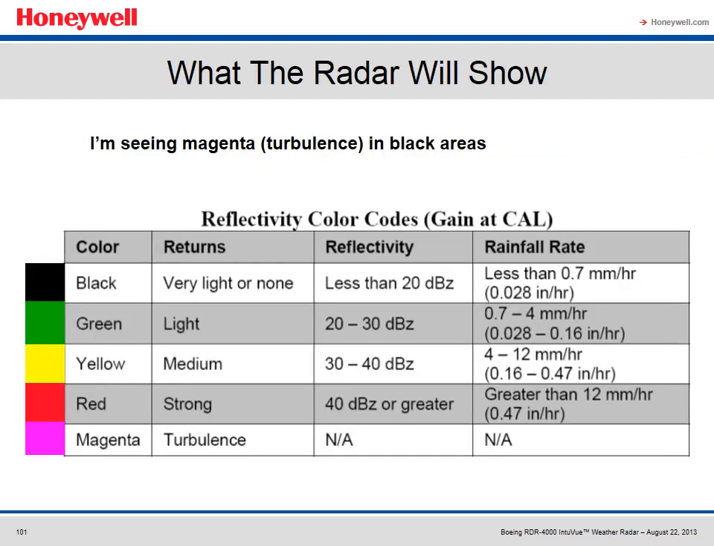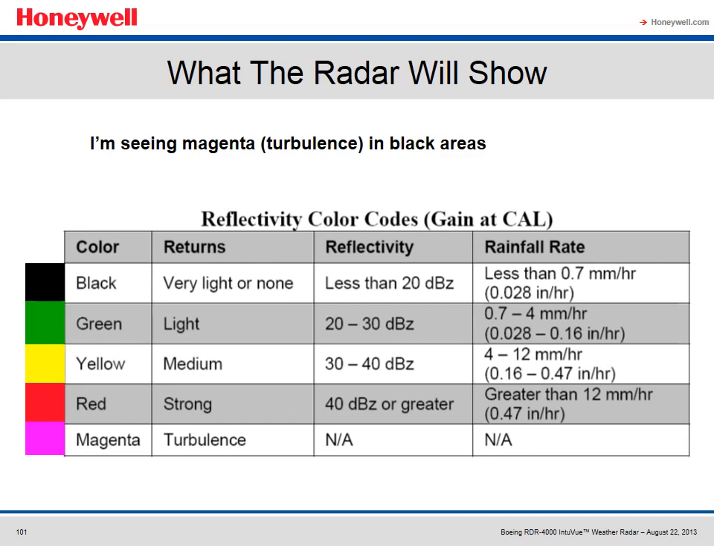Another item related to reflectivity that pilots observed when they first started using the new system was magenta turbulence indications in black areas. The reflectivity chart in this picture illustrates that black doesn't mean it's not raining. It's just raining at a rate below the threshold the FAA set for green, which is 20 dBz.